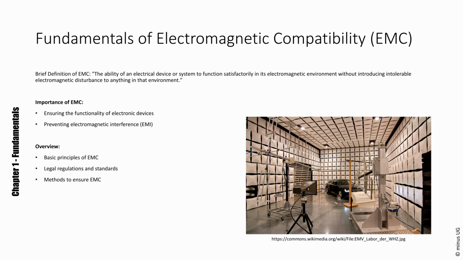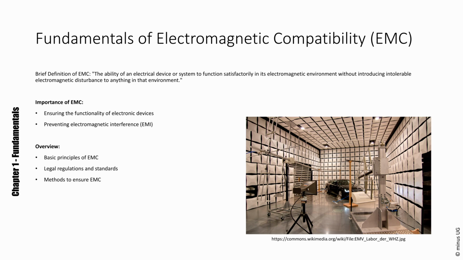Methods to ensure EMC. Ensuring EMC in electronic products involves a variety of methods and practices. Design considerations play a pivotal role, including the use of shielding to block unwanted electromagnetic waves, filtering to prevent specific frequency ranges, and grounding to reduce interference.